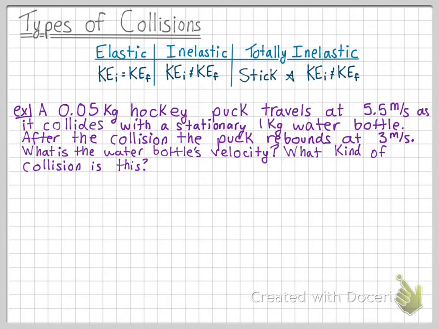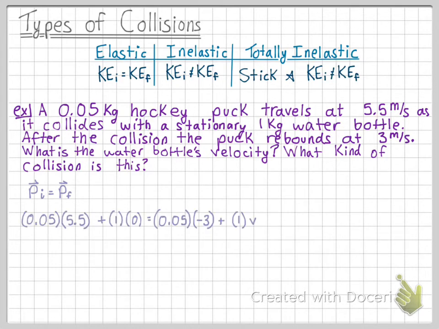So first we must calculate the final velocity of the water bottle. Since there are no external forces acting on the system, we can assume that the total linear momentum in the system is conserved. So we can fill out our conservation of momentum equation, and we can solve for our unknown velocity, which ends up being 0.42 meters per second. So we know that after the collision, the water bottle travels at 0.42 meters per second.